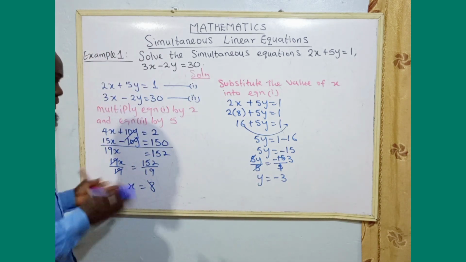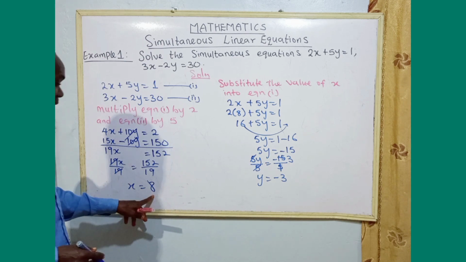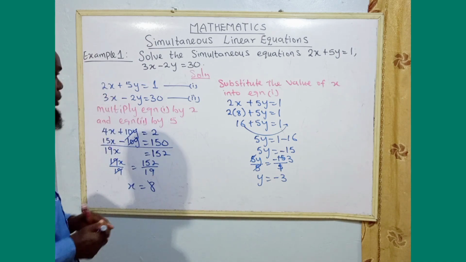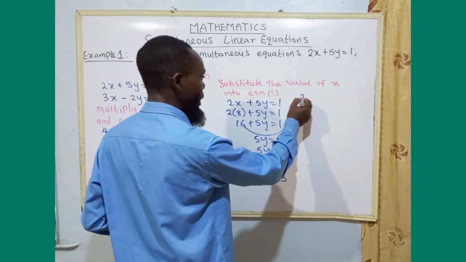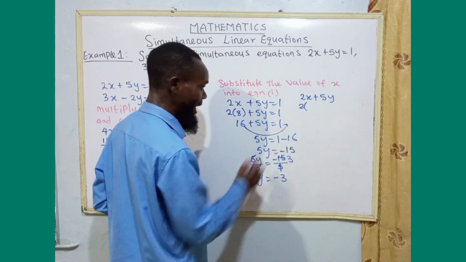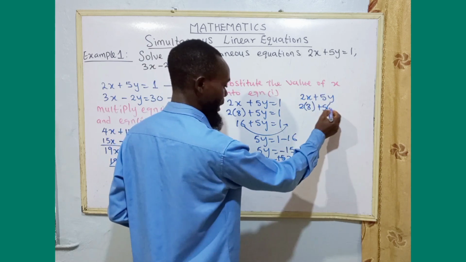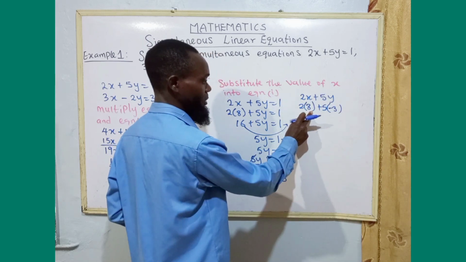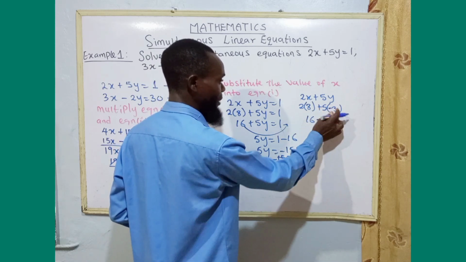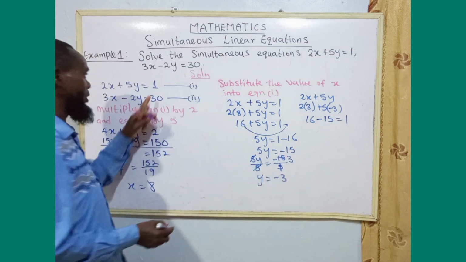Likewise, you can also cross-check if you get the answer by substituting the values of x, 8, and y into any of these equations. Let's check equation 1. We have 2x plus 5y. So 2 multiplied by our x that we got, which is 8, plus 5 multiplied by our y we got, which is minus 3. 2 times 8 we have 16. Then plus and minus, 5 times 3 we have 15. So 16 minus 15 we have 1. So we got the value of what?